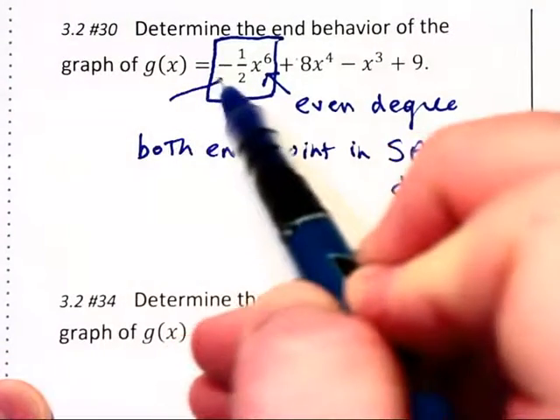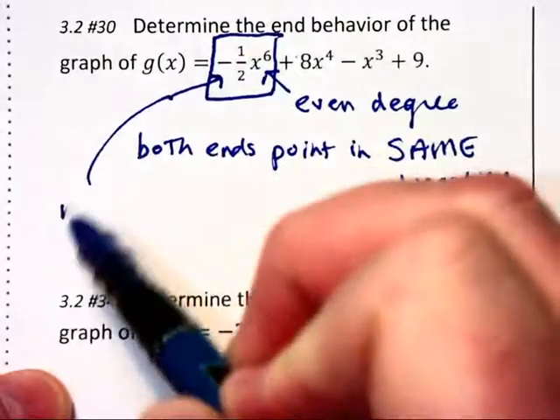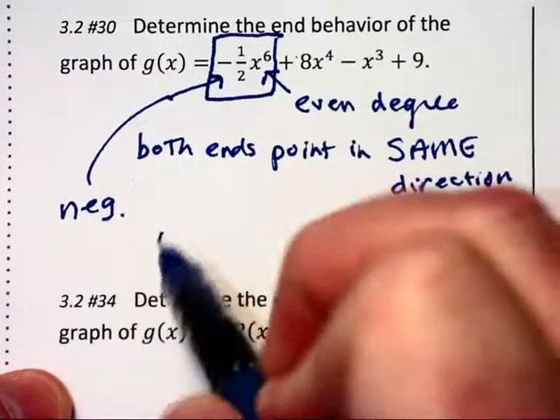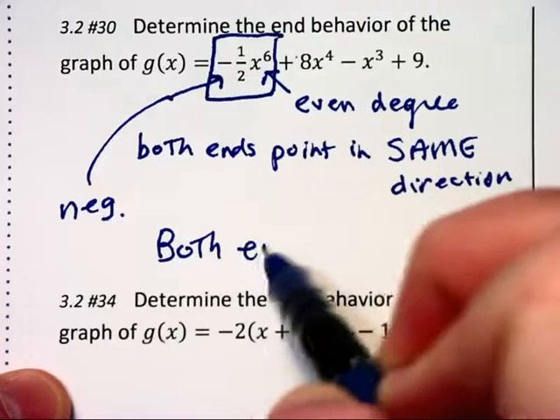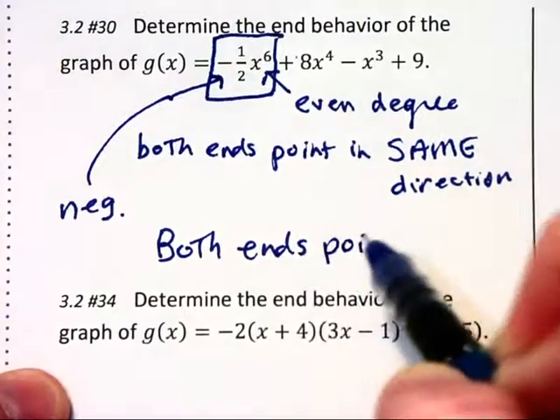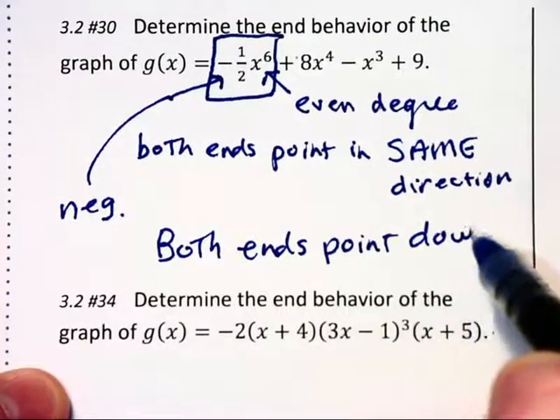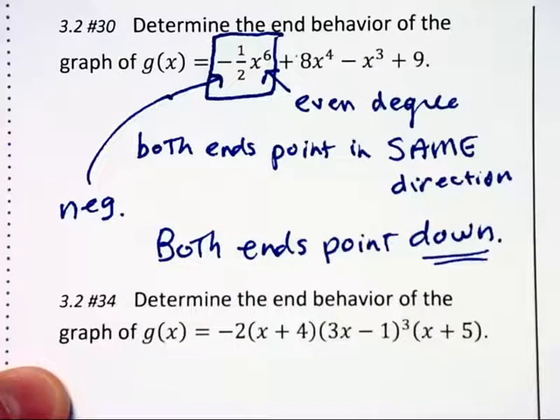However, we notice that the leading coefficient is negative. So we can say that both ends point down, and that will be our end behavior of our graph.